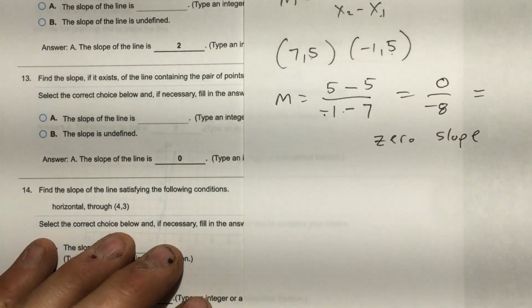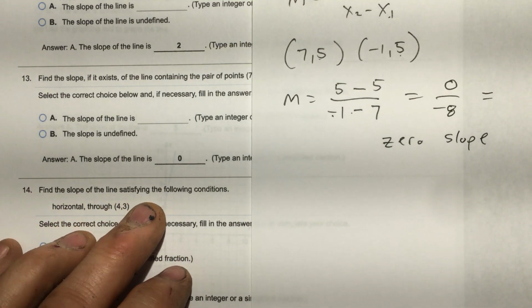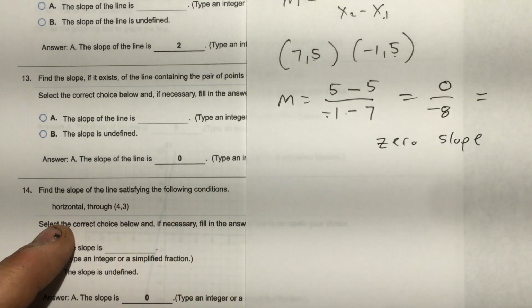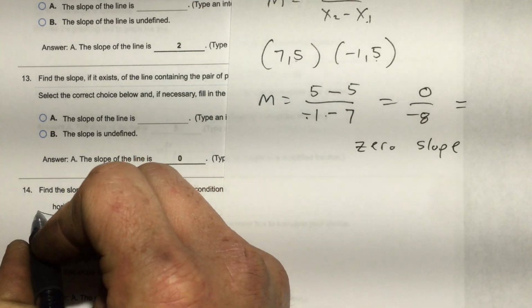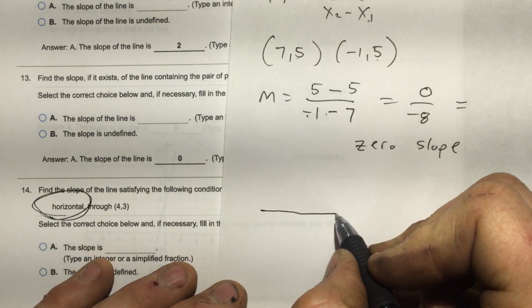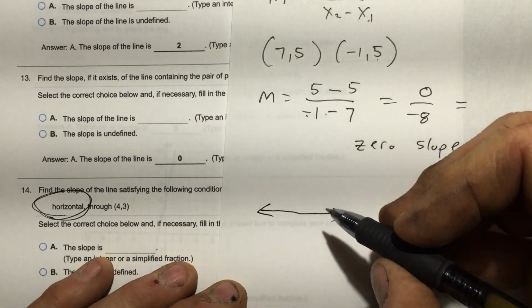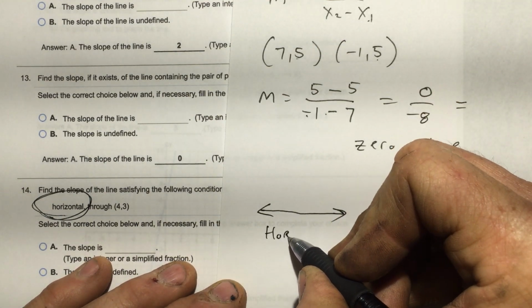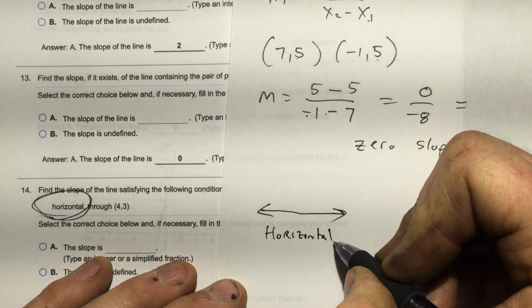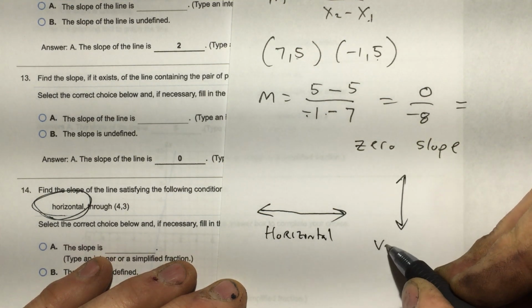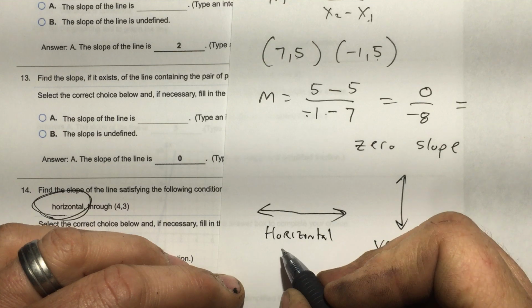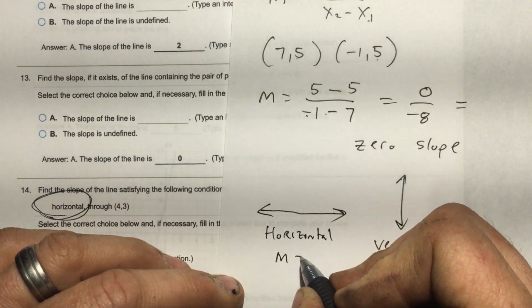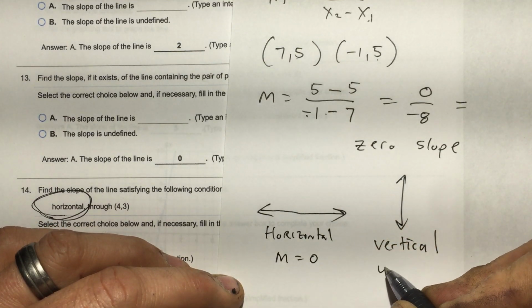All right, look at number 14 here. Find the slope of the line satisfying the following conditions. It's horizontal, and it goes through 4, 3. Well, since it's horizontal is this way. Now, this is horizontal. A line like this is vertical. Okay, which this right here we said was 0 slope. And this right here we said was undefined.